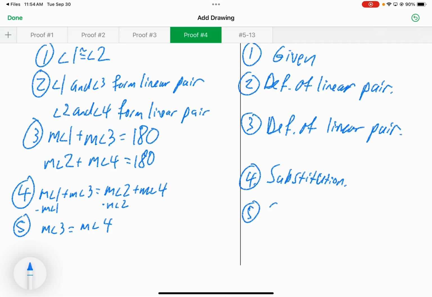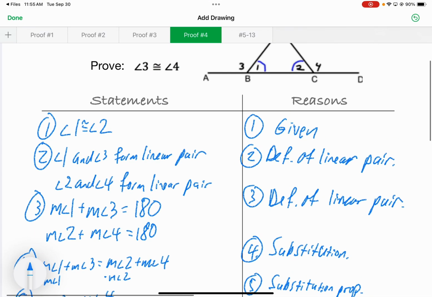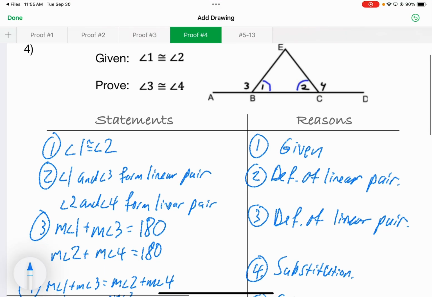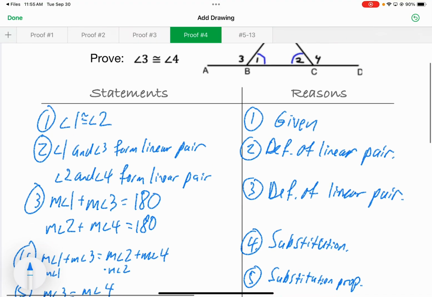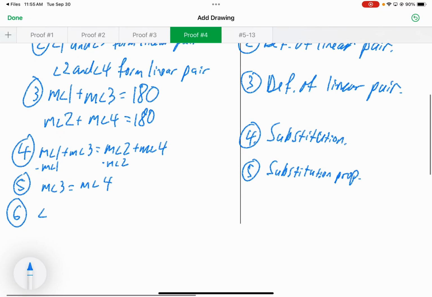Some might say that's skipping some steps, but I'm okay with it. Okay, I'm almost done, but I have one more step. What's my last step? Definition of congruent angles. Because that wants to show angle 3 is congruent to angle 4. So angle 3 is congruent to angle 4, and then the reason for that is definition of congruent angles.